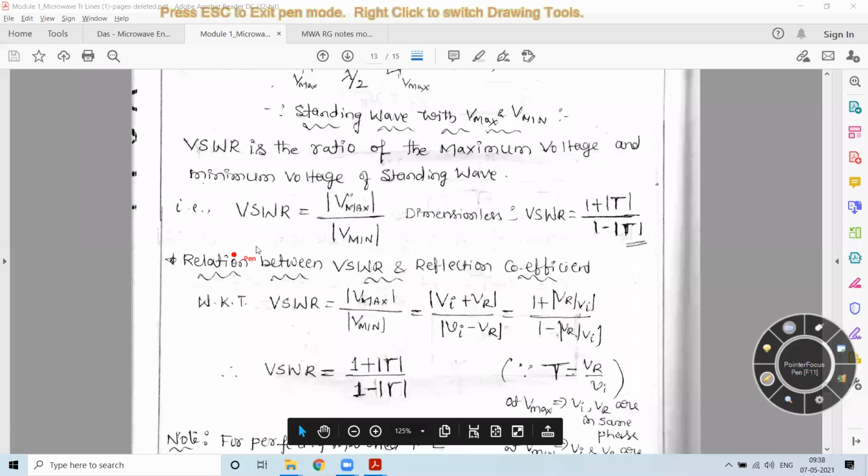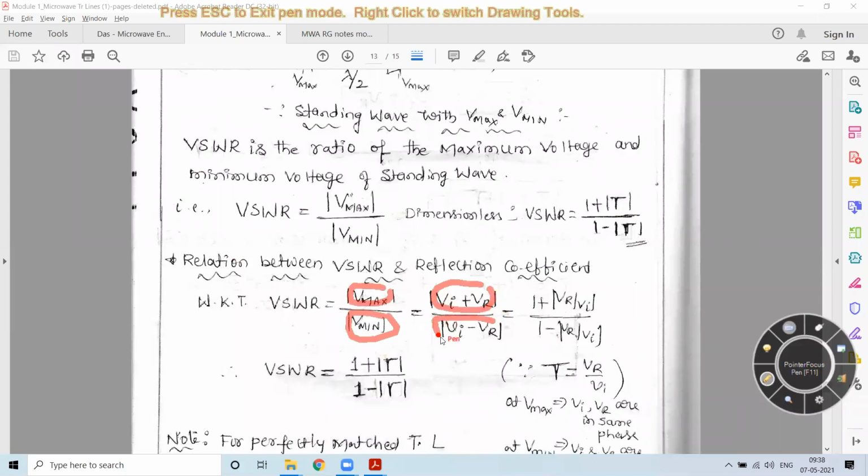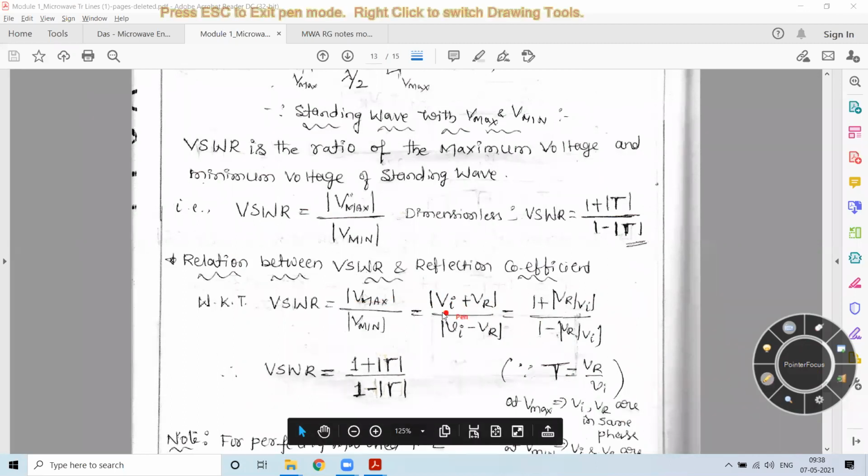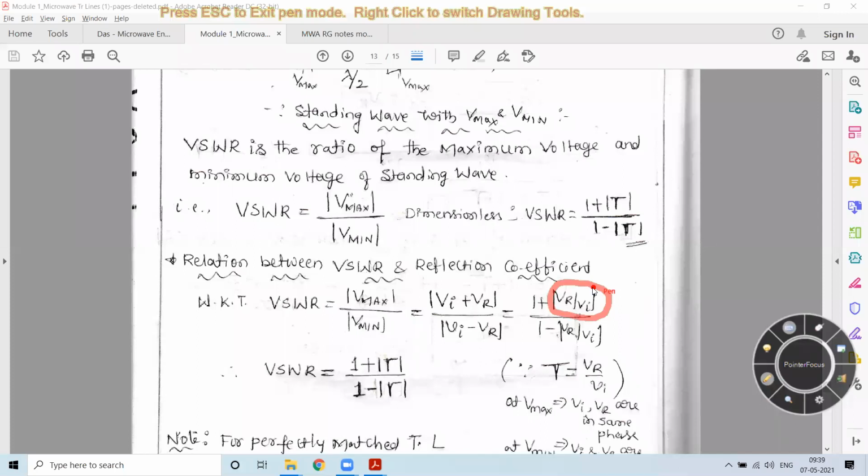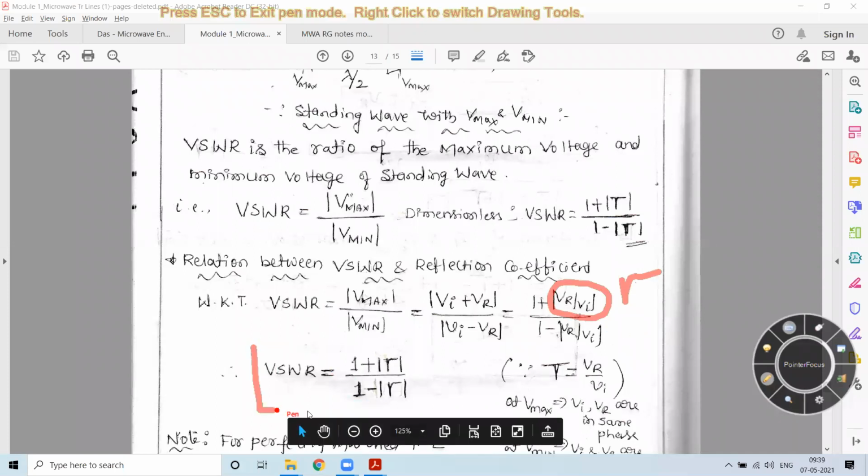We have the VSWR measurement, in which we have Vmax and Vmin, which we represent as Vi plus Vr divided by Vi minus Vr. When I take Vi common, Vi gets cancelled, and we have 1 plus Vr divided by Vi, divided by 1 minus Vr divided by Vi. But what is Vr divided by Vi? That is the reflected voltage divided by the incident voltage. It is nothing but the reflection coefficient. Therefore, VSWR can be represented in terms of the reflection coefficient as 1 plus the reflection coefficient divided by 1 minus the reflection coefficient.